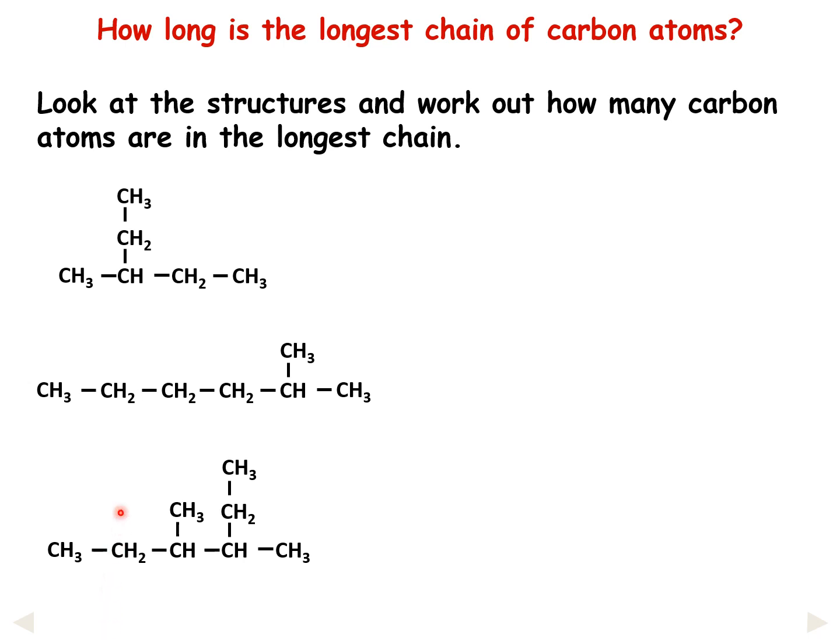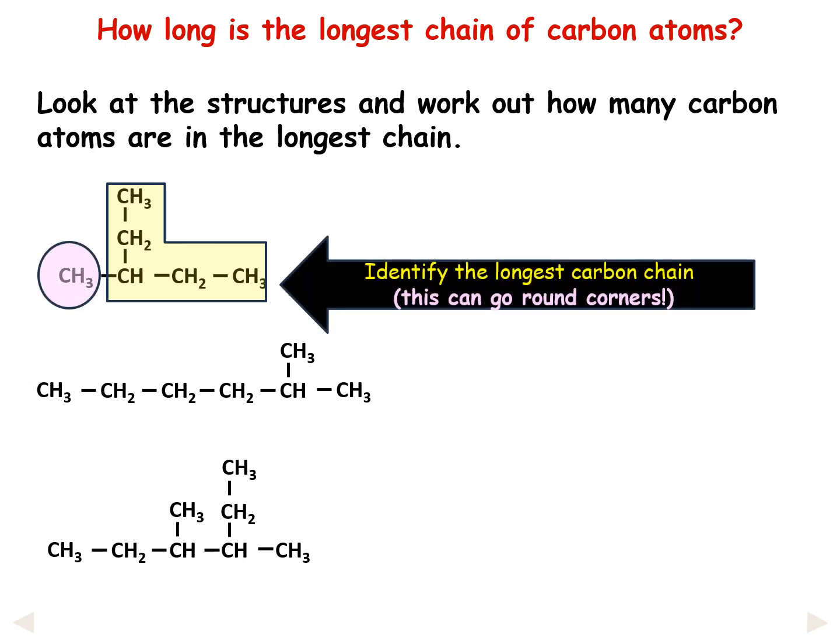So if we take the one at the top, obviously it reads from left to right like so, but you can also read it round the corner. So along this chain you've got 4 carbons. Along this chain you've got 5. So we go for 5 because that's the longest chain out of the 2.